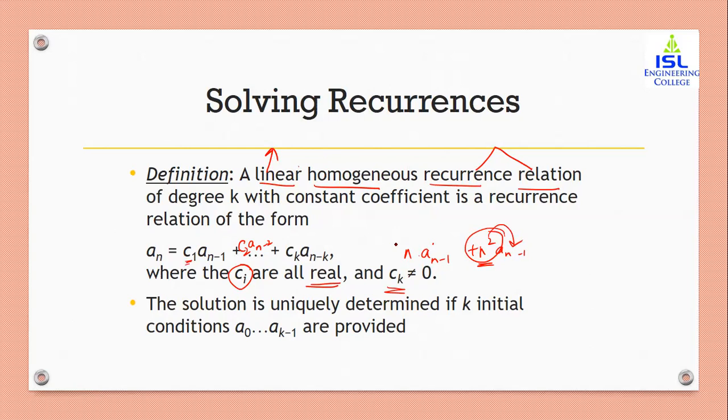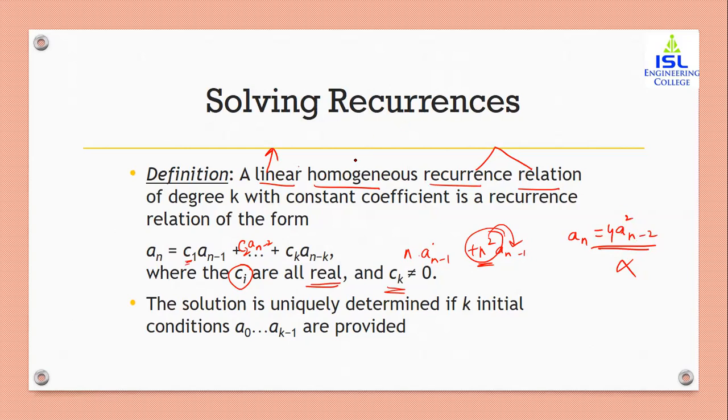Now, when is it not linear? Whenever instead of the sum of the previous terms, we are taking the product or subtraction. Suppose we take a_n = a_(n-2) squared. In this case, this is not linear. So this is not a linear recurrence relation.